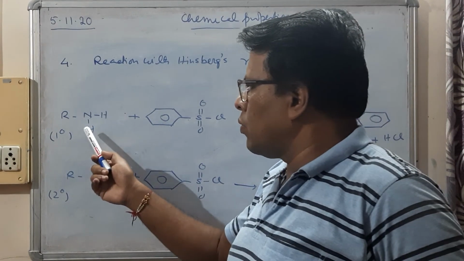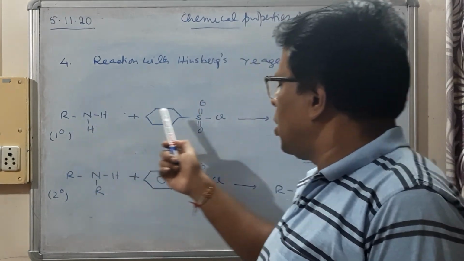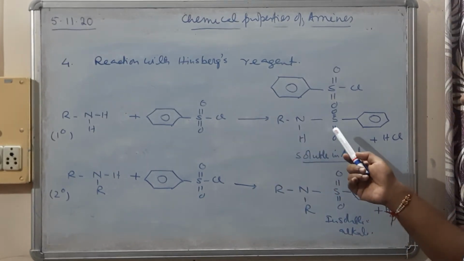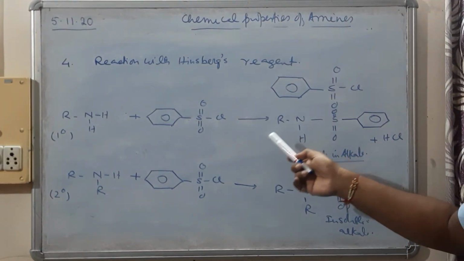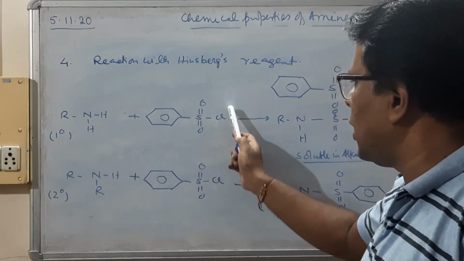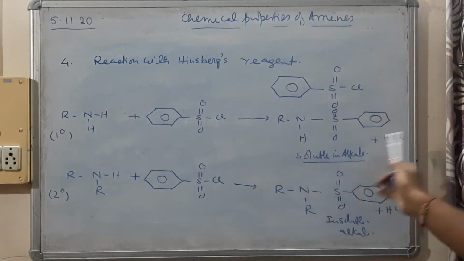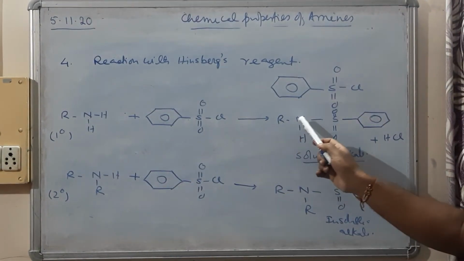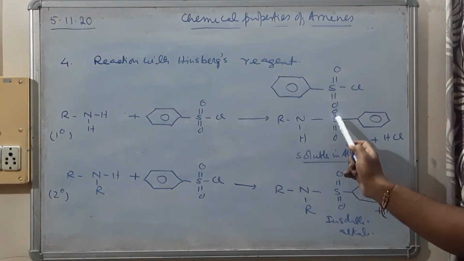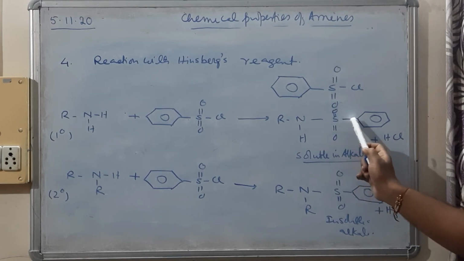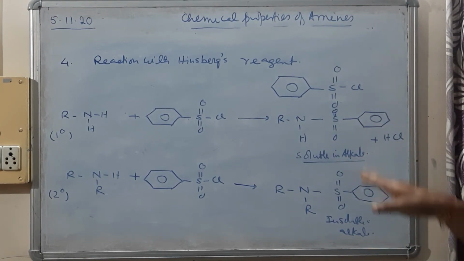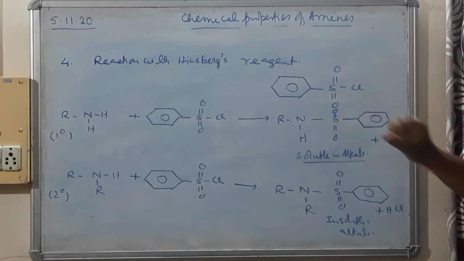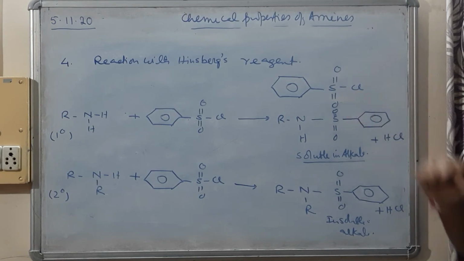So here we have a 1 degree amine with Hinsberg's reagent, or sulfonyl chloride. Like an acylation type of thing happens. This H and this Cl combine to form HCl and get removed, and these two get connected in this way: R, H, then S double bond O, benzene ring. This is called a sulfonamide, and this is formed as a white precipitate.